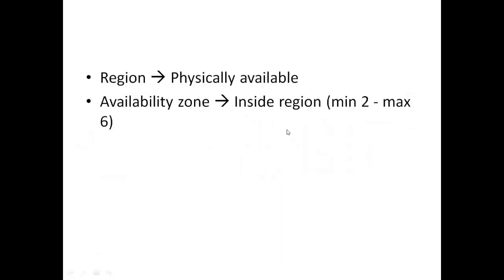Now let's understand what a region and an availability zone are. A region is where the machine is physically available. In one region there are a minimum of 2 and a maximum of 6 availability zones. Let's look into the Amazon website.